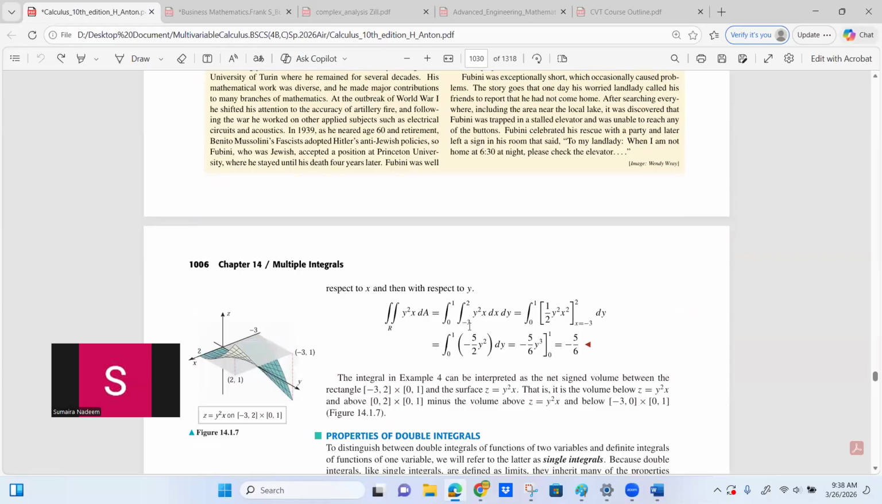First integration with respect to x: y square x square by 2. Then applying the limits, finally we find minus 5 by 2 y square. And then integration with respect to y, so we find it. Okay, students.